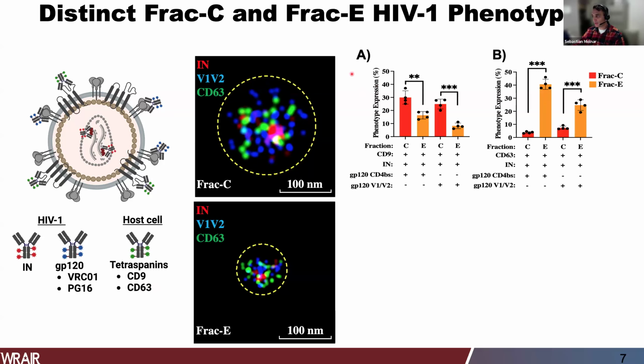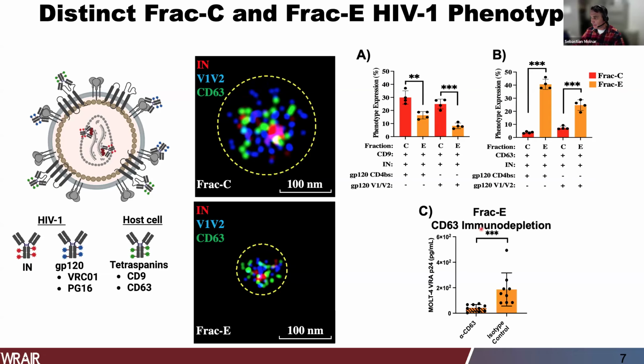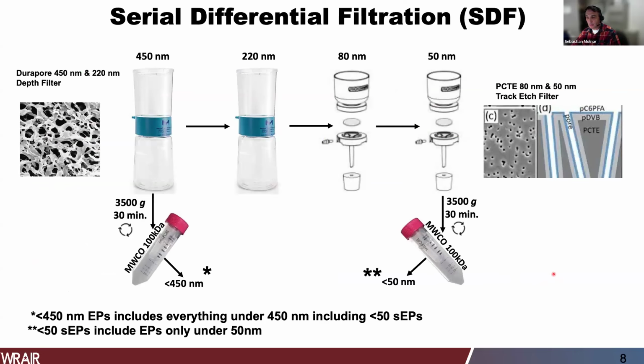the virus in fraction C was predominantly CD9 positive, in red, and the virus in fraction E was predominantly CD63 positive. Furthermore, we immunodepleted fraction E with anti-CD63, which greatly reduced the infectivity of the virus in fraction E, indicating that indeed the small virus in fraction E is CD63 positive.